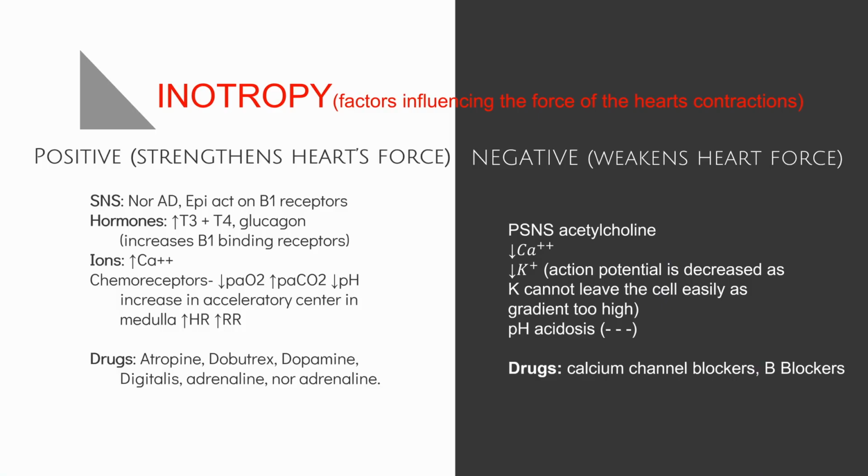Okay, so on the negative side, something that weakens the heart's force, a negative inotrope, will be again parasympathetic nervous system, acetylcholine, the lowered calcium, the lowered potassium, and acidosis. Drugs that we give that are negative inotropes are calcium channel blockers, our hypertension medication, and beta blockers.